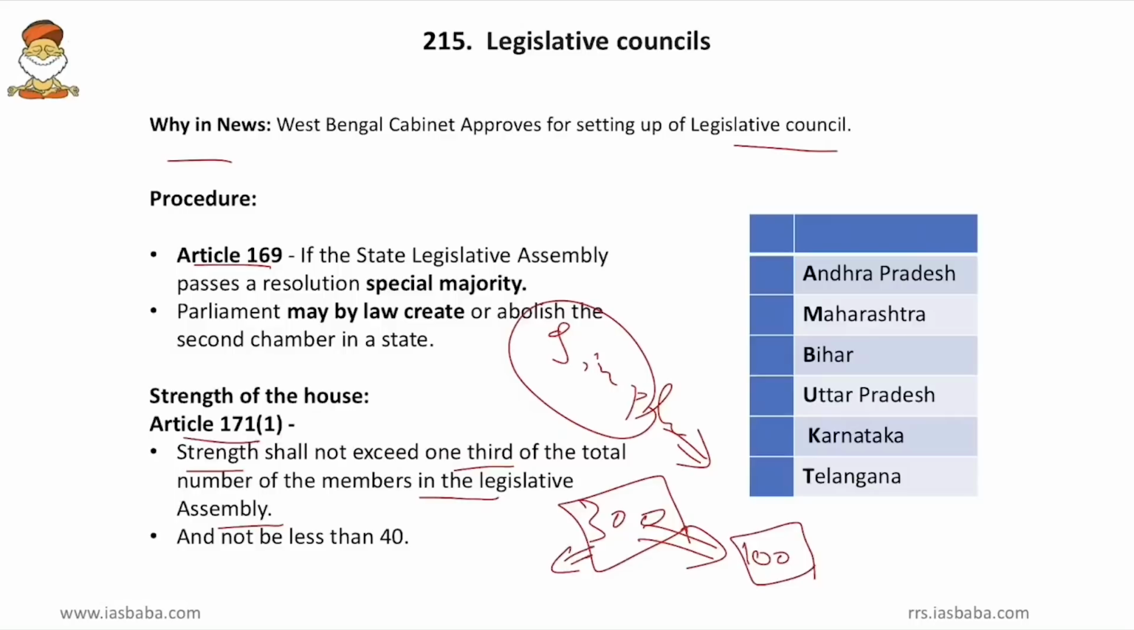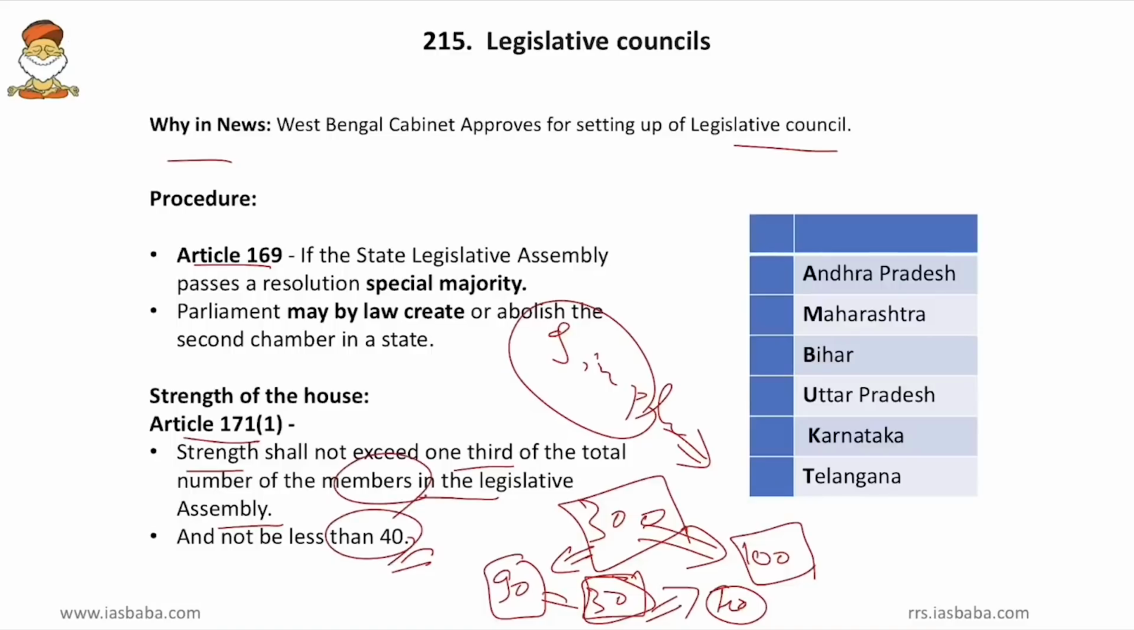So now, what if the number of members in the state legislative assembly is 90? So is it 30, 1/3? No, because Article 171 clause 1 says that the minimum number should not be less than 40. So if the case is 30, we will round it up to 40. So minimum 40 and maximum 1/3 of the number of members in the state legislative assembly. So I don't think this is difficult.